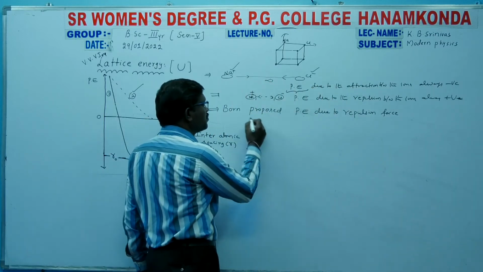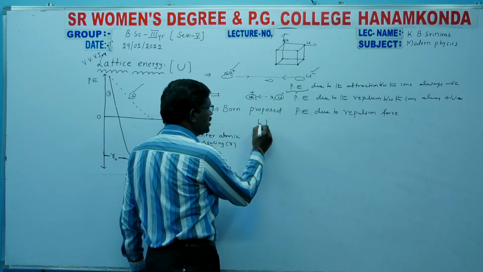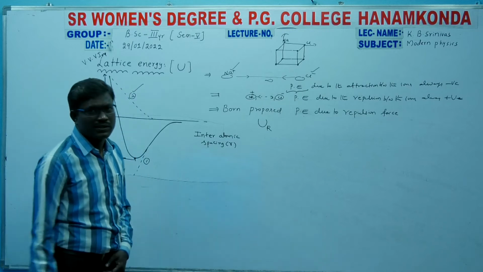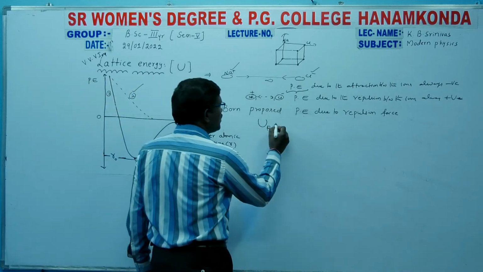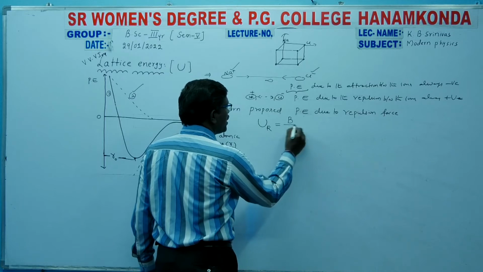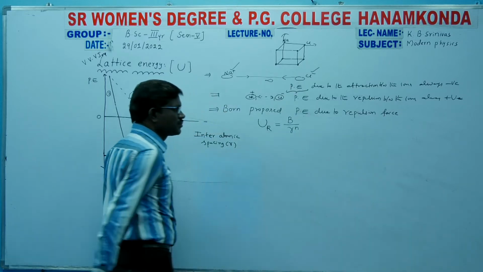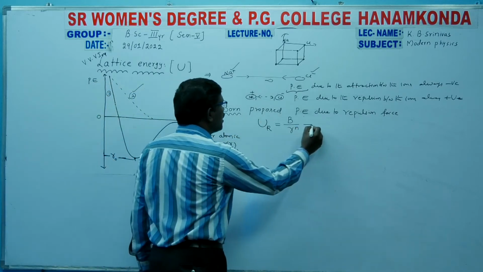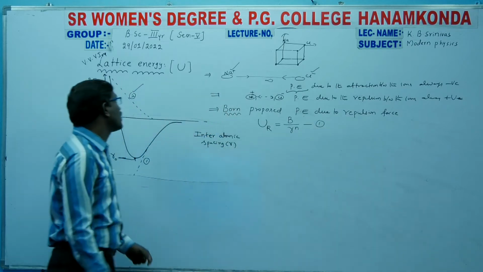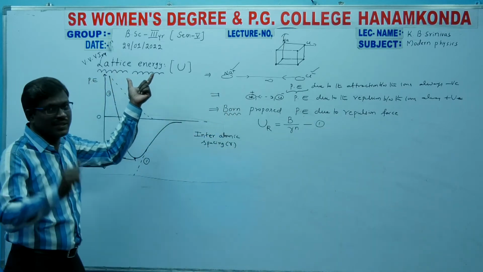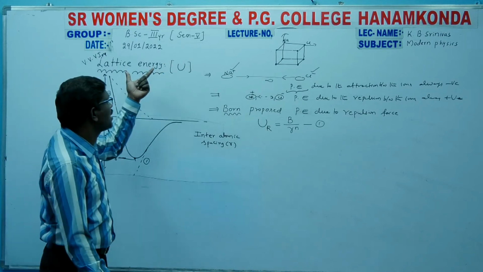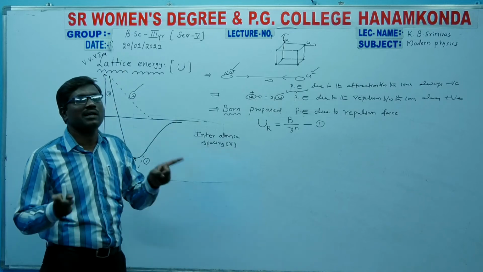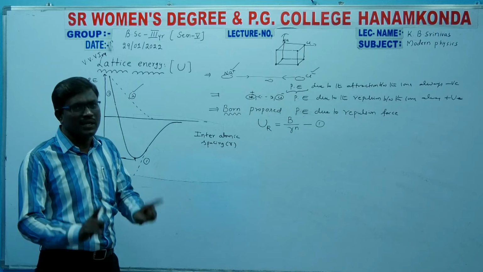Born represented this potential energy, which is due to repulsion, as equal to capital B by r to the power of n. This is the equation proposed by Max Born. We have to remember this expression directly. We are going to calculate the total lattice energy. The expression for lattice energy is nothing but the sum of two potential energies.